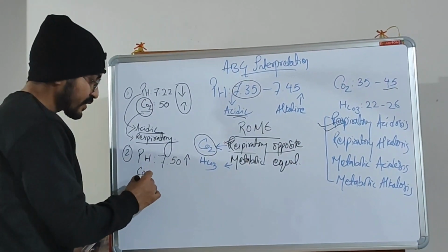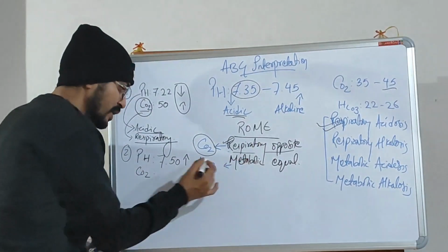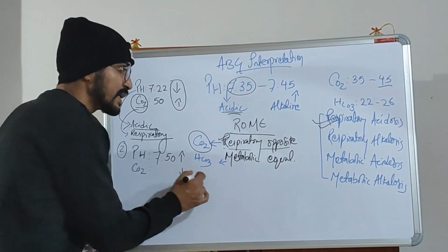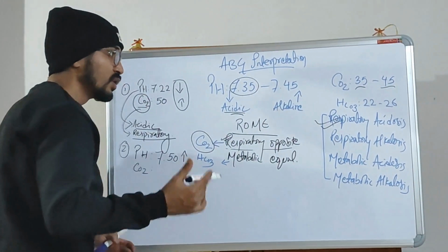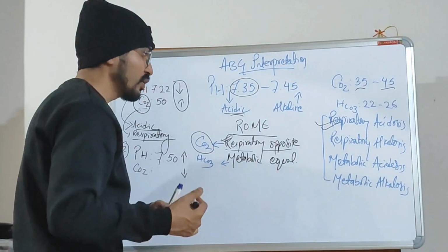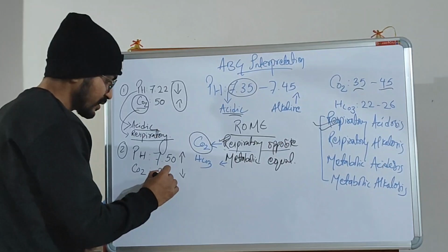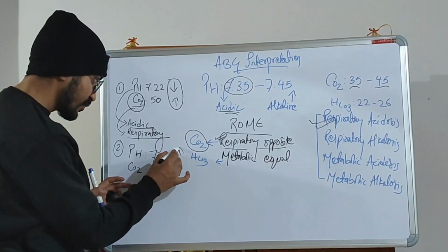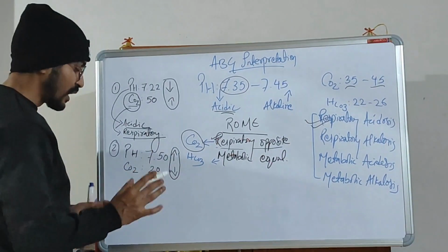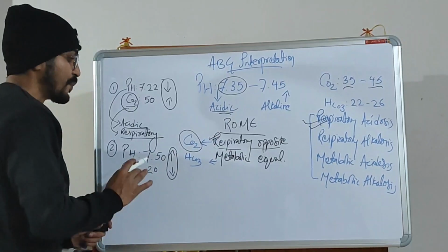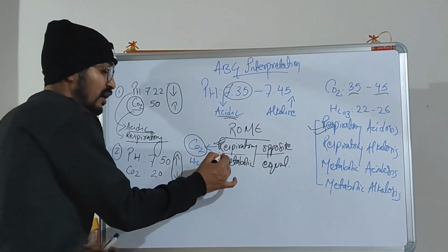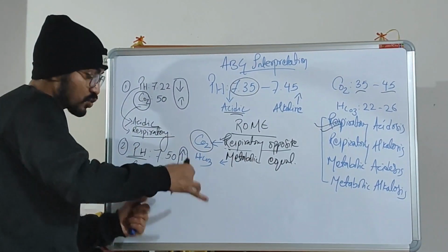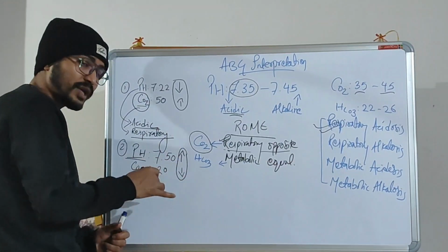Next you'll see after your CO2, to meet the formula of ROME, because the pH is moving upward, your CO2 needs to go downward. Downward means it needs to go below your normal range, that is below 35. Take for instance the CO2 value is 20. So because the pH is moving upward, the CO2 is going downward, to meet the formula of ROME, and yes, the CO2 is going downward.